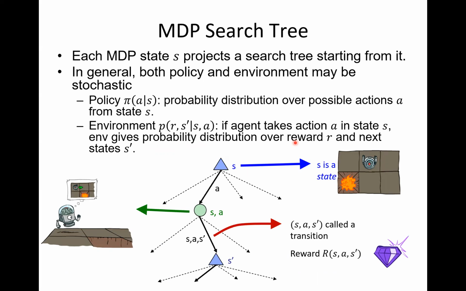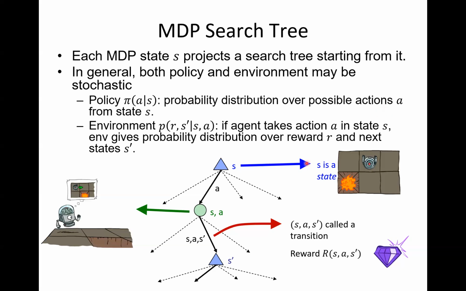In the MDP search tree, from state S, you take an action, and the environment gives you back a new state S prime and a reward. In general, both the policy and the environment are probabilistic. That is, the policy is probabilistic, with a distribution over possible actions A from state S. And the environment is probabilistic. That is, if the agent takes an action in state S, the environment gives a probability distribution over the reward R and next state S prime.